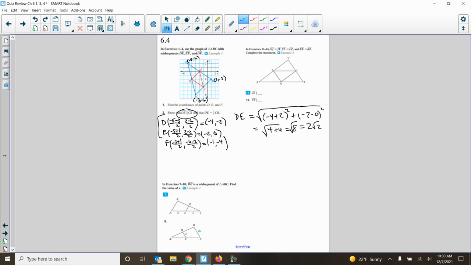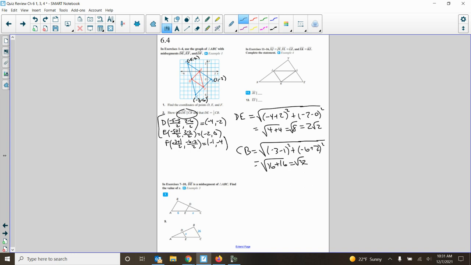Let's find BC or CB. The x's is -3 minus 1 squared plus -6 plus 2 squared, right? Because it's minus -2, so it's being plus 2. And I get -3 minus 1 is -4, squared is 16. -6 plus 2 is -4, squared is 16. And we get radical 32.